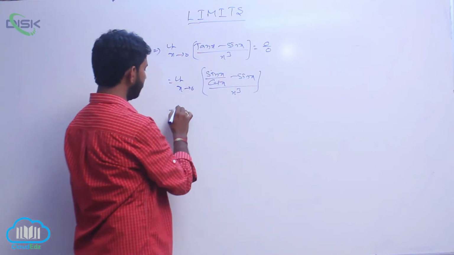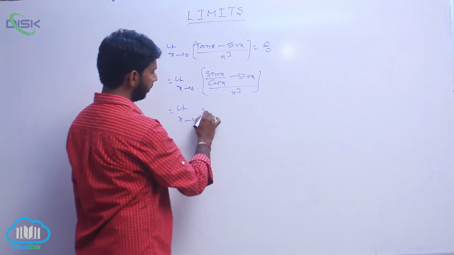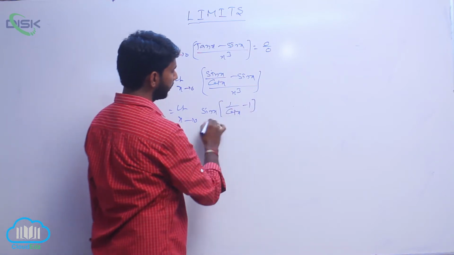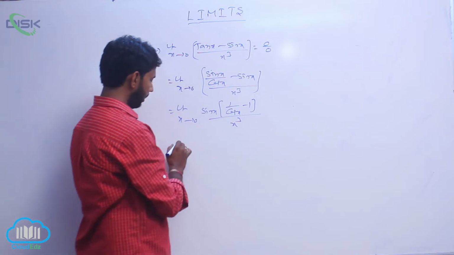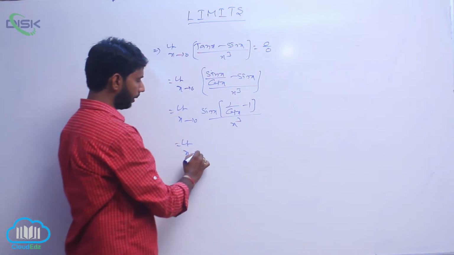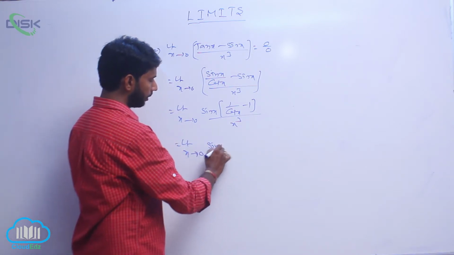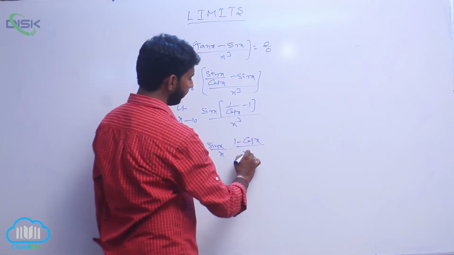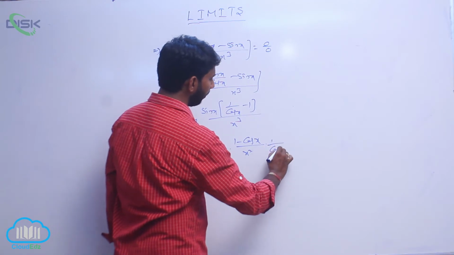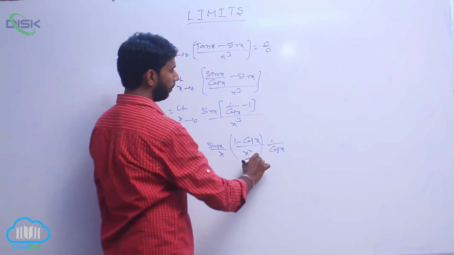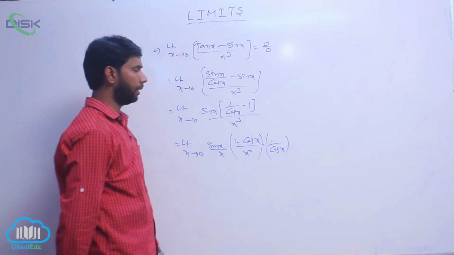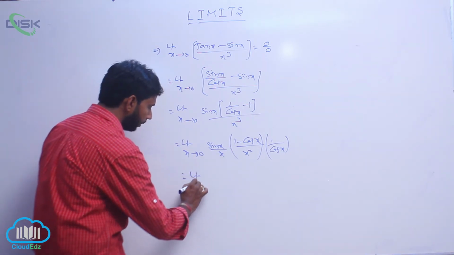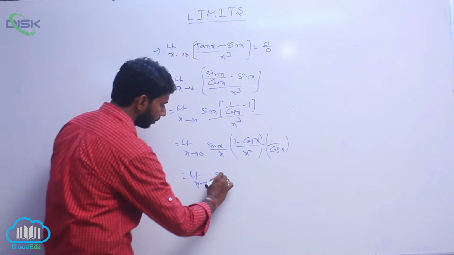In the numerator, sin x is common. It is sin x of (1 by cos x minus 1) by x cube. The second term is the LCM, so the limit as x tends to 0 of sin x by x into, the LCM being cos x, (1 minus cos x) by x square into 1 by cos x. Separate the limits.